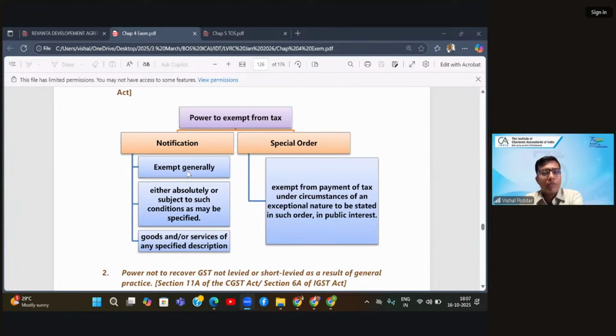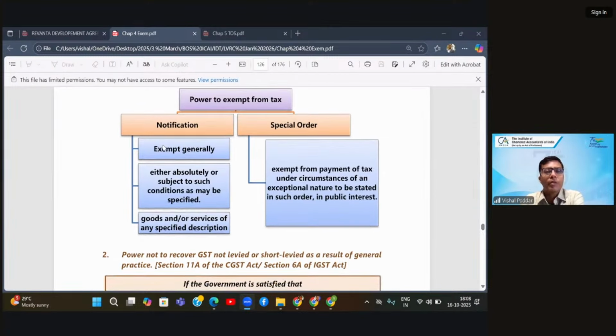Now, when it comes to the generic exemptions, which is by way of issuing a notification, this section 11 empowers the government to exempt generally. So these are generic exemptions, either absolutely or conditionally. Now, what is an absolute exemption? What is a conditional exemption?